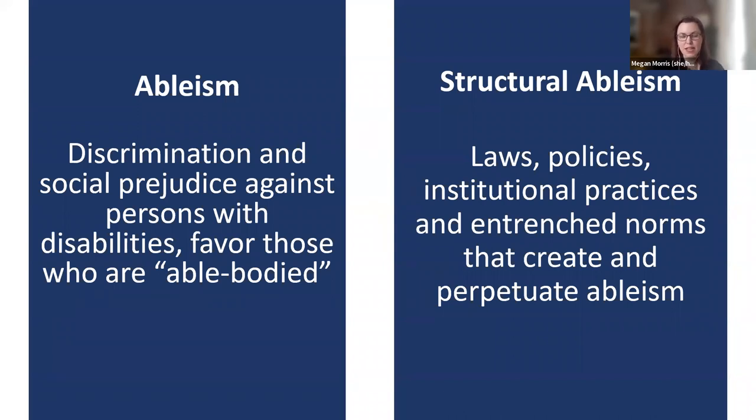One piece that I wanted to mention, because I think it's a theme throughout what we talk about today, is the issue of ableism and structural ableism. Ableism is discrimination, social prejudice against persons with disabilities in favor of those who are able-bodied. And structural ableism is the laws, policy, institutional practices, and entrenched norms that create and perpetuate ableism.